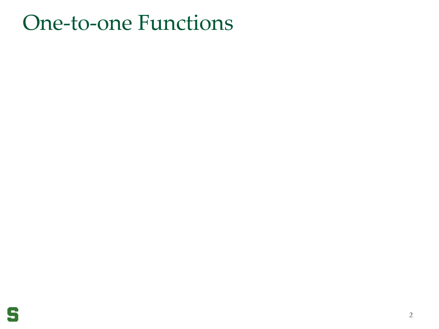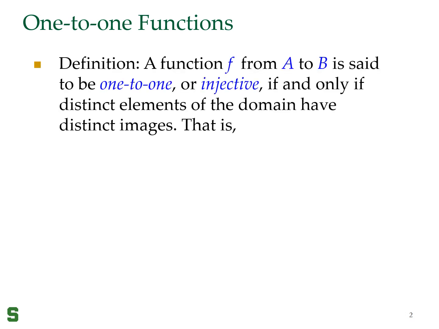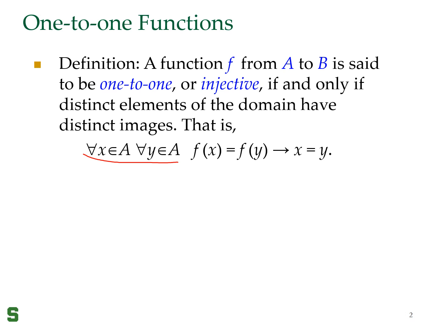The first one is the one-to-one function. As the name suggests, a function f from A to B is one-to-one if and only if distinct elements of the domain map to distinct images. In other words, if I take two elements in A that happen to be different, then they map to two different images. Another way of thinking about this is, if I take two elements x and y in A, and their images happen to be the same, this can only happen if the two elements I chose were equal.